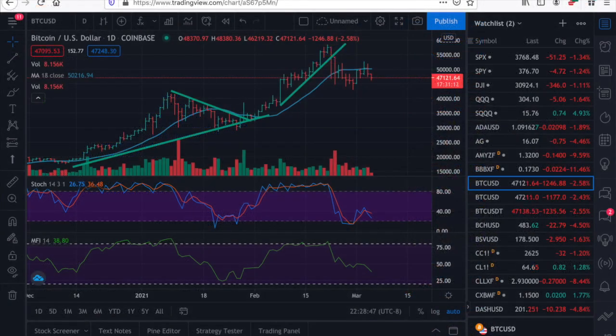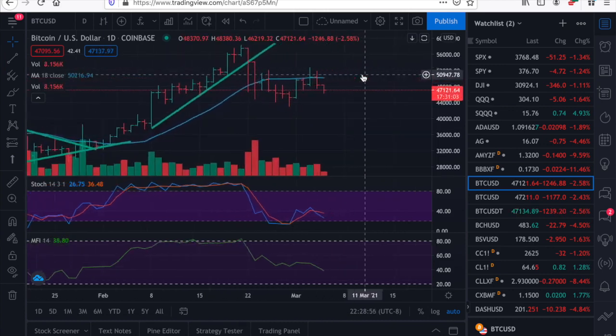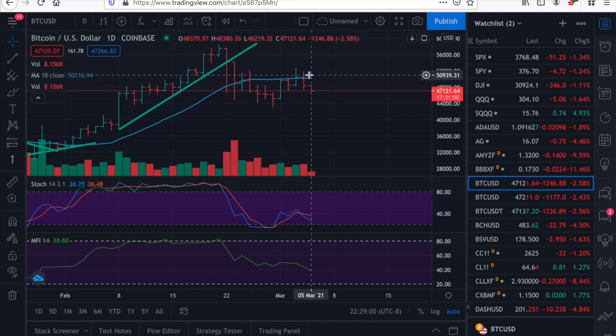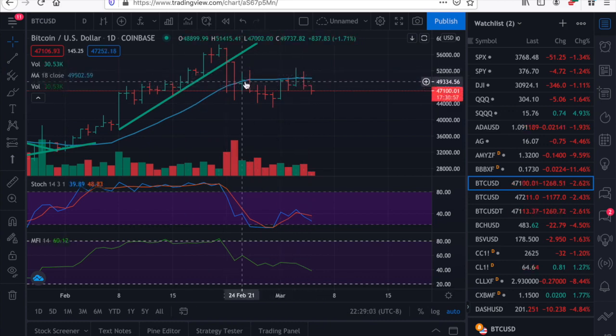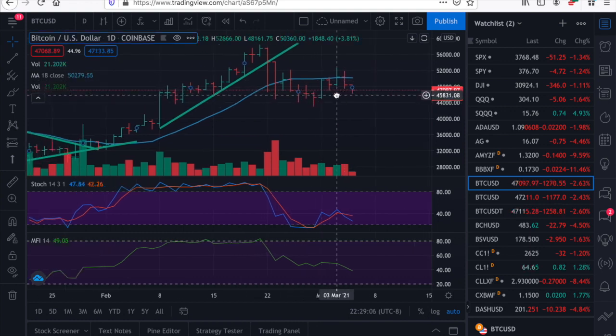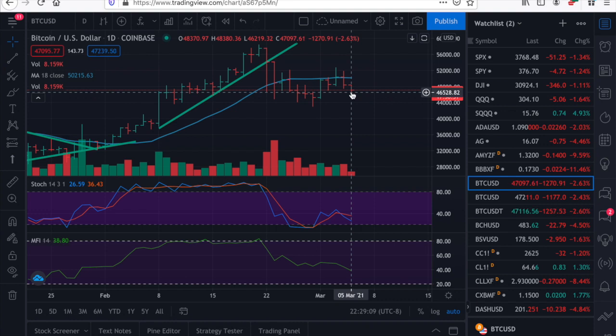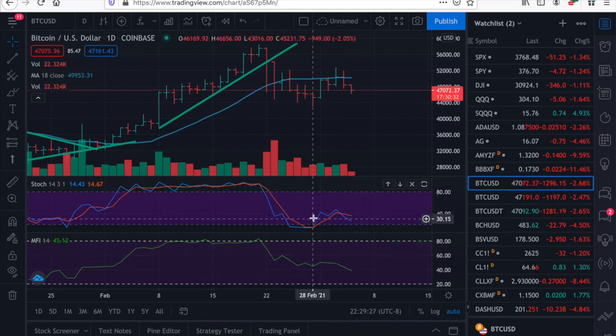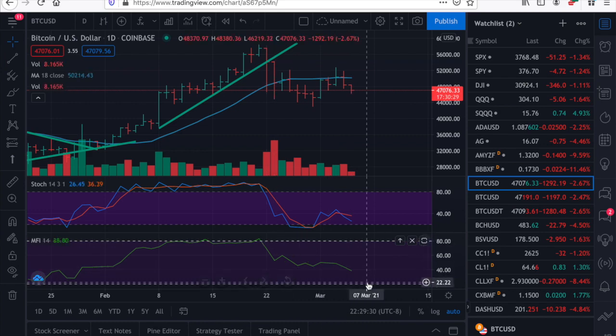And here is Bitcoin weakening. This line right here is an 18-day moving average line. We have been floating under the 18-day moving average line for over a week. And this is day number 1 below the 18-day moving average line. We need another day below it, and then on the third day, we can go ahead and short it. We are very weak in our stochastics, and our money flow has been coming out for a while now.